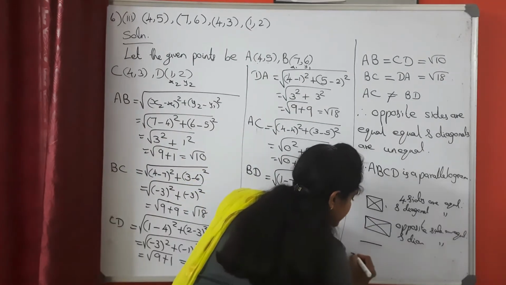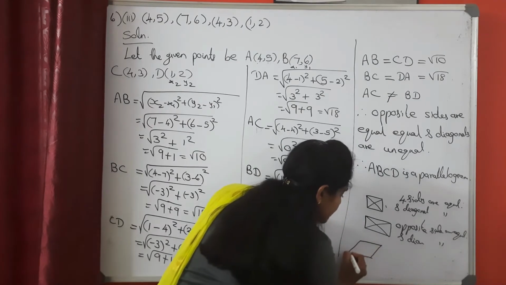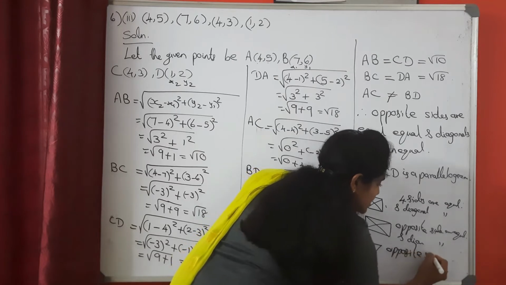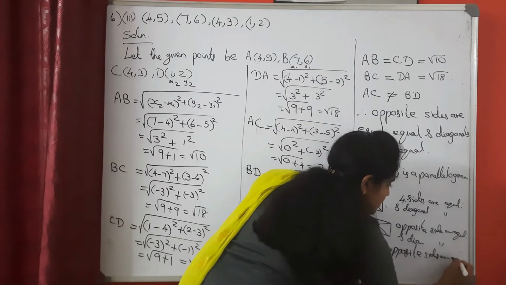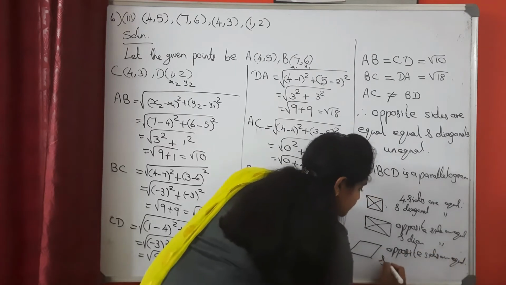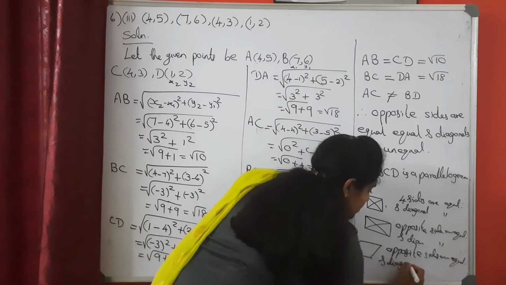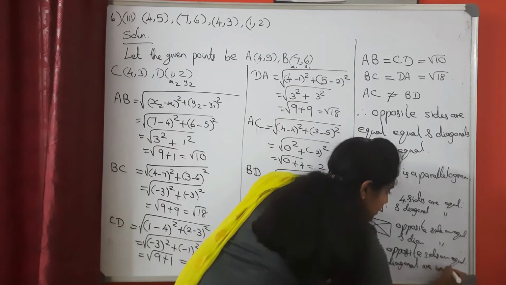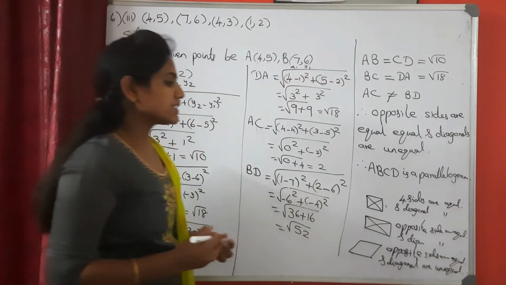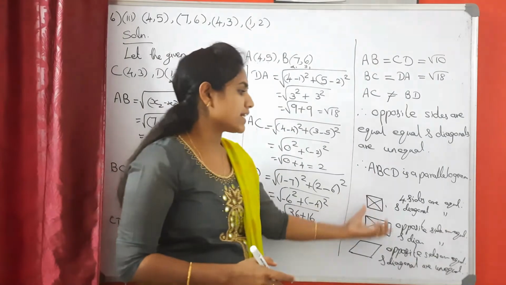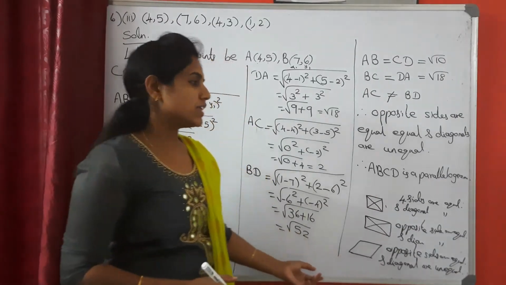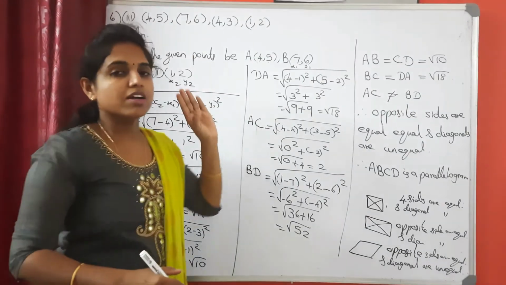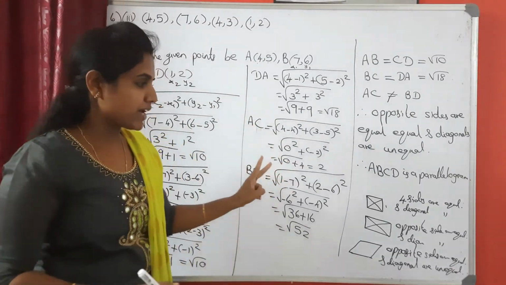Suppose it is a parallelogram: opposite sides are equal and diagonals are unequal. Okay, these three conditions everyone has to know. Then only, when they give us 4 points, first we have to find the four sides and the two diagonals and check.